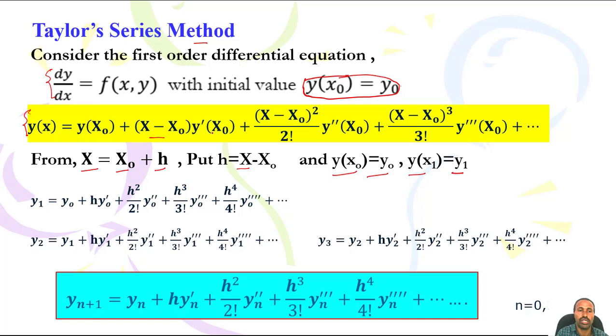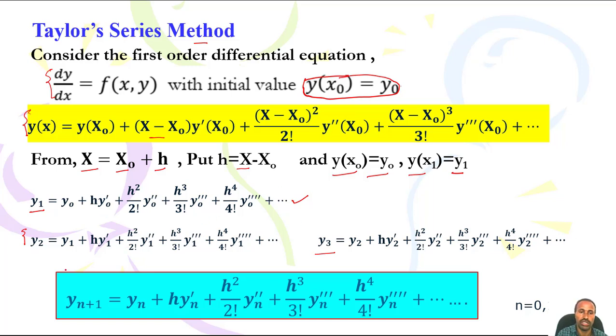After substitution, for the first calculation you have y1, which is y naught plus h y prime of y naught, then h square, etc. You proceed up to higher order derivatives, depending upon the equation. Then for y2, you take y1 from the previous calculation and insert it here, then you go to y3, which is y2 plus h y2 prime, second derivative, etc.